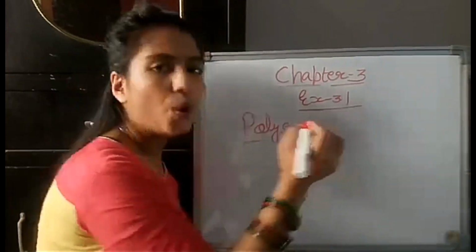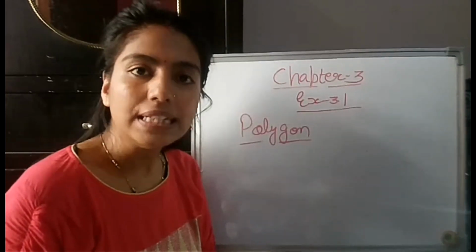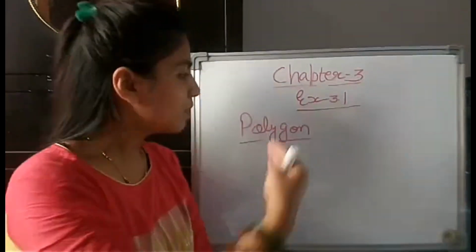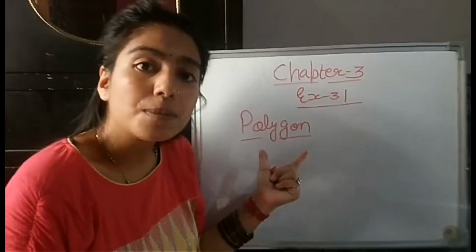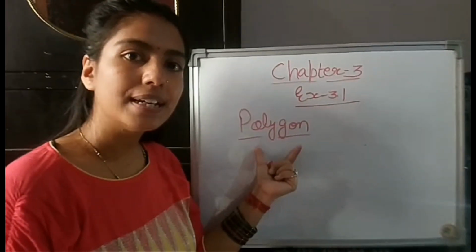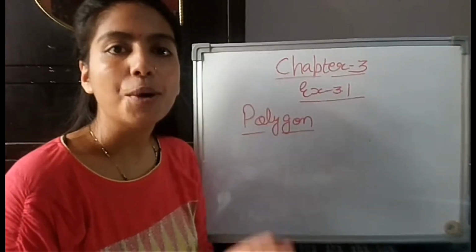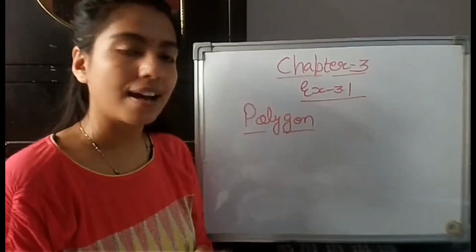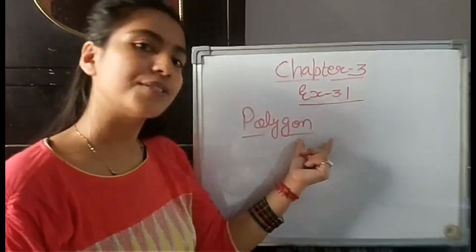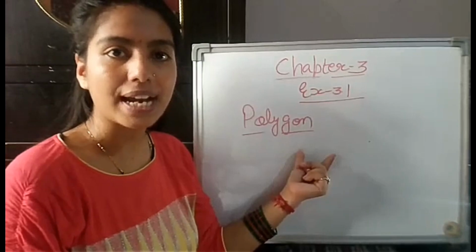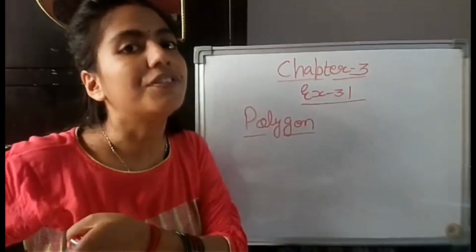And I hope that you all are familiar with this word polygon. No? Polygon. Before starting the types of the polygon, let us discuss the polygon. What is polygon? Polygon means a geometrical figure which is having more than two sides. Poly means many and gon means sides. So any figure which has more than two sides comes under the polygon, and they have different examples.